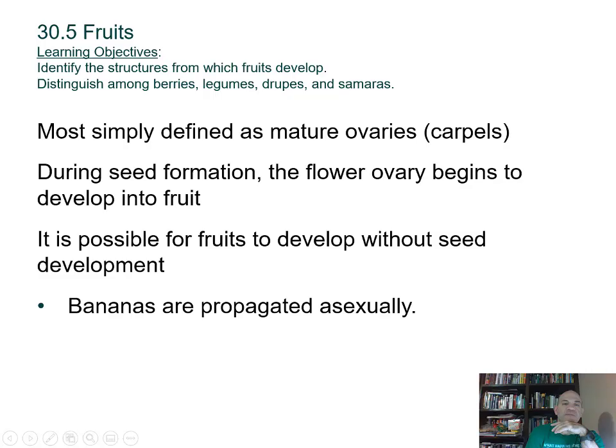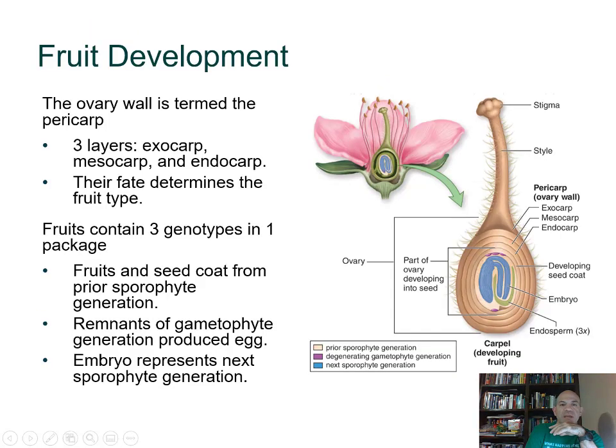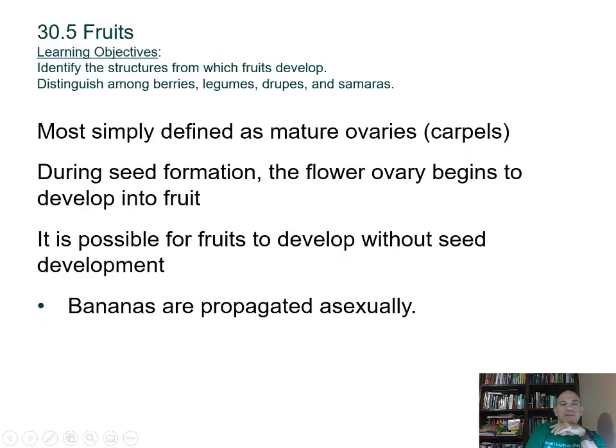So in this section, we're going to look at fruits, and the learning objectives for the fruits are to identify the structure from which the fruit develops, and then to distinguish among some different fruit types. This is not going to be a complete list of different fruit types, but you're going to be looking at what defines a berry, a legume, drupe, and samaras.